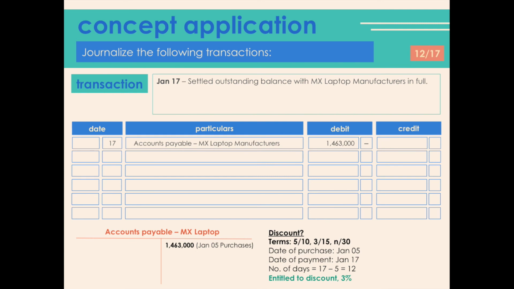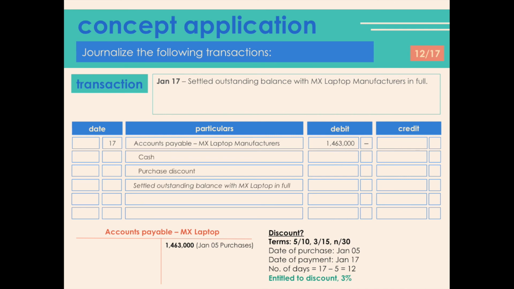Now when you see full settlement, another thing you must check is the terms of the transaction and determine whether the company qualifies for a cash discount or not. For this transaction, the terms are 5/10, 3/15, net 30. Payment was made on January 17 or within 12 days from the date of purchase. This means that the company is entitled to a 3% discount. We therefore credit cash and purchase discount.